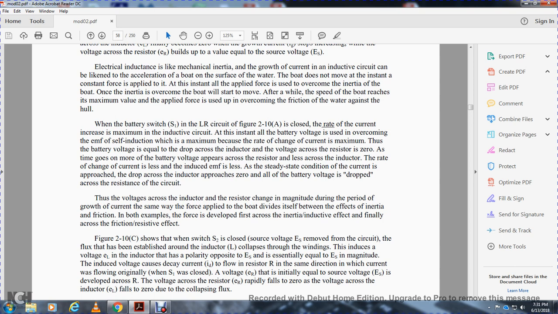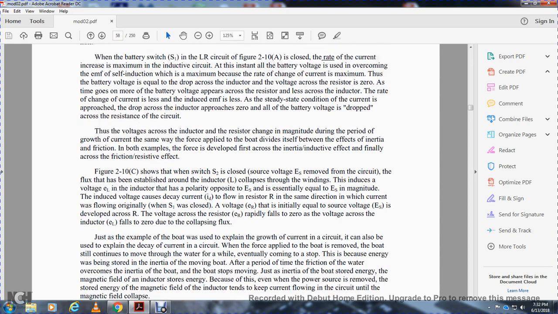As time goes on, the battery voltage appears across the resistor, with less across the inductor. The rate of change of the current is less, and the EMF is less, until the steady state condition, when the current is approached. The drop across the inductor approaches 0, with all the battery's voltage dropped across the resistance of the circuit. The voltage across the inductor and resistor changes in magnitude during the period of growth of the current. In the same way, the force applied to the boat is divided between the effects of inertia and friction. In both examples, the force is developed first across the inertia, the inductive effect, and finally across the friction, the resistive effect.